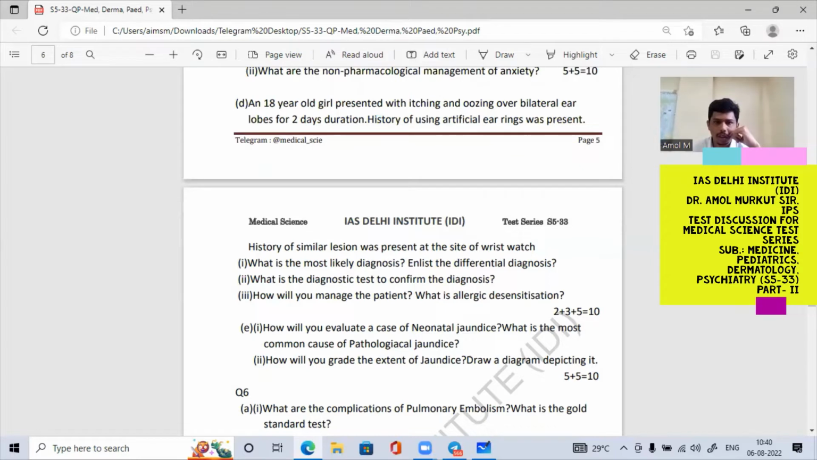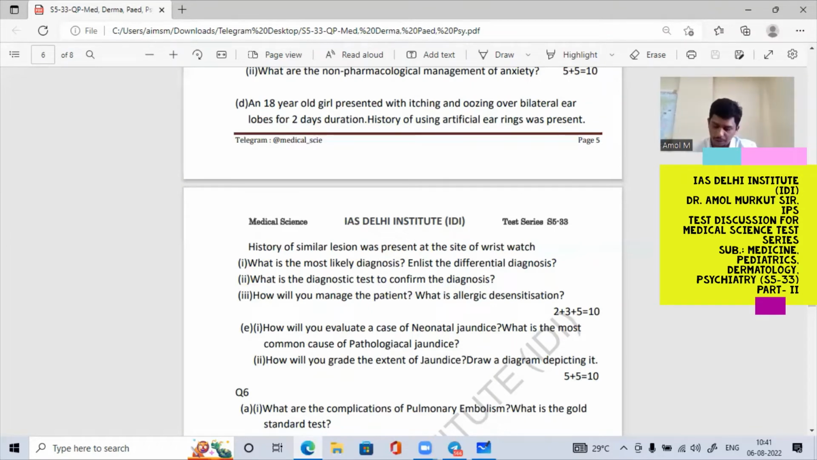What is allergic desensitization? Slowly, we are exposing the patient to increasing doses of allergen, so that his immune system becomes tolerant to that allergen. That is called allergic desensitization. It means first a very small dose is given so that the person does not show the allergy. Then a slightly higher dose, then a still higher dose. That is called allergic desensitization.